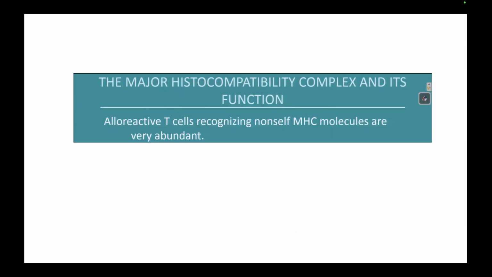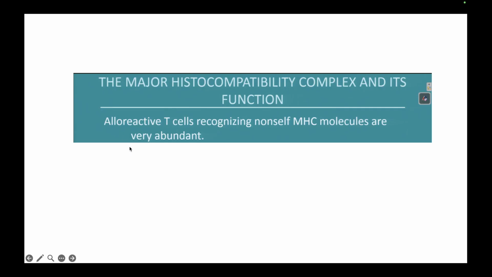Along with that, we also have a pool of alloreactive T cells which can recognize non-self MHC molecules. These alloreactive T cells recognizing non-self MHC molecules are also very abundant. That means in my body, whatever MHC molecules are being generated by my immune cells, our T cell can only recognize those antigens which are being presented by our MHC system. If not, then they will reject that.